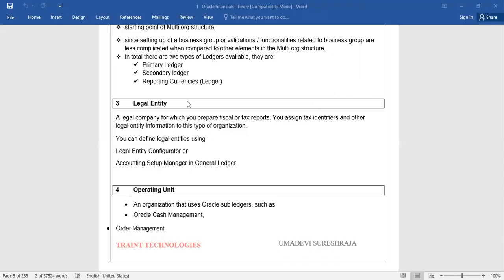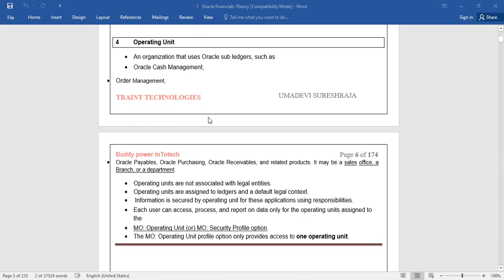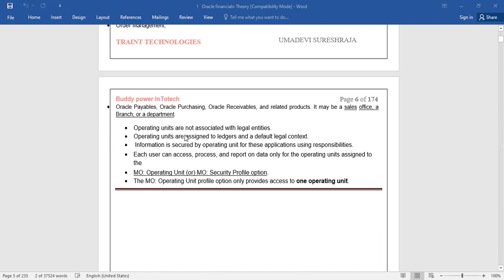Okay, it's a legal entity. It's a legal company. Fiscal or tax report. So next is operating unit. You know that the operating unit only will work on it. Okay. So operating unit is like branches. You work in various branches or various names or country names you can have.